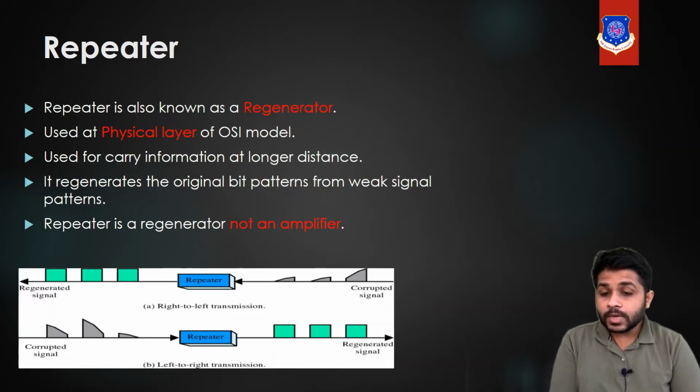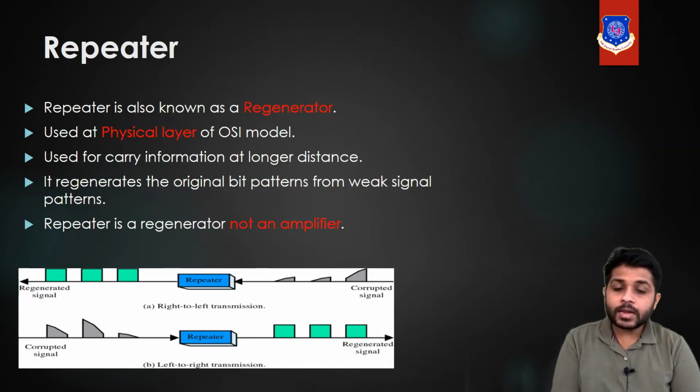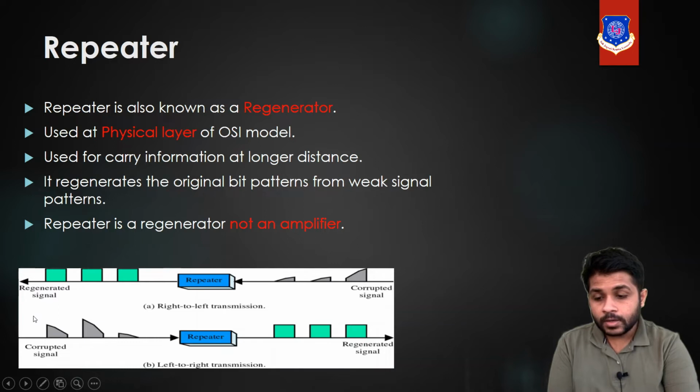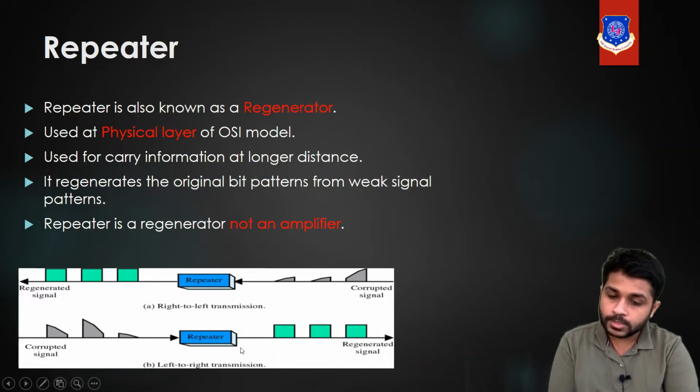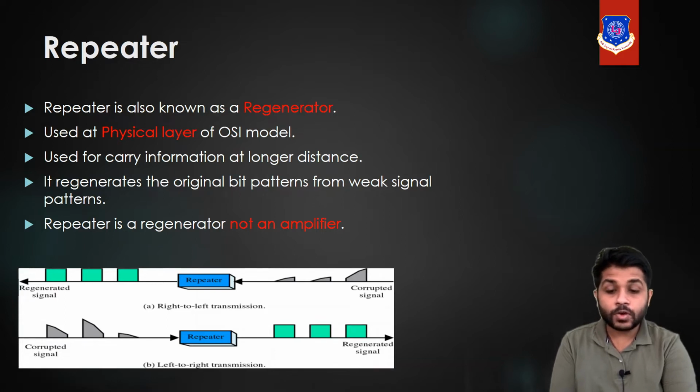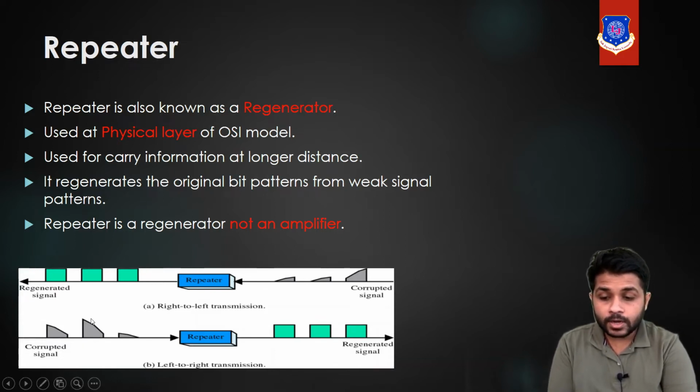The repeater is not an amplifier. What is an amplifier? The amplifier amplifies the signal, but it does not remove the noise. But the repeater will remove the noise. You can see in this figure that at the input of the repeater, there is a corrupted signal. It means the signal is noisy. When this noisy signal is given to the repeater, it will remove the noise and convert the signal to its original shape. That is the function of the repeater. If we give this noisy signal to the amplifier, the signal will be amplified along with the noise. So that is problematic, right?